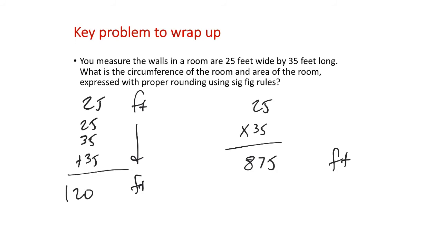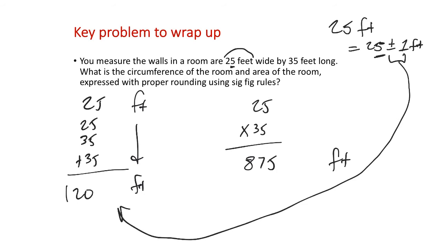It's not like 25.00000 feet wide. It's like 25 with some uncertainty in that last digit. Whenever we see units given in a number, we're assuming that these are experimentally determined values. So 25 feet really means 25, like plus or minus a foot. That there is some uncertainty in that last digit. And that uncertainty is really what then tracks into our results here.